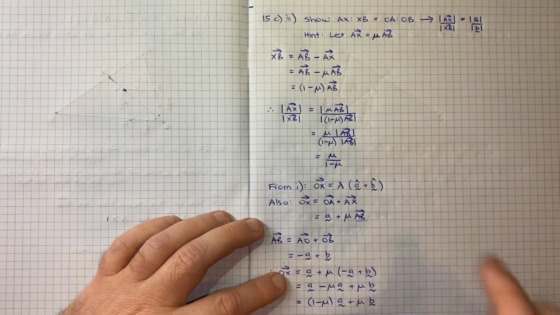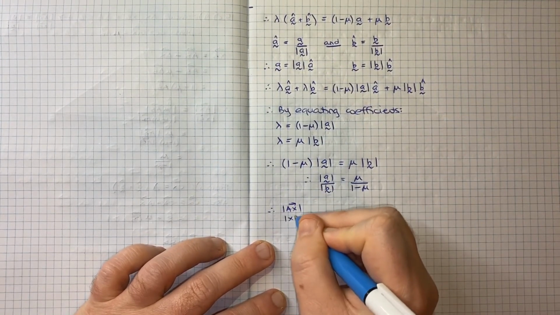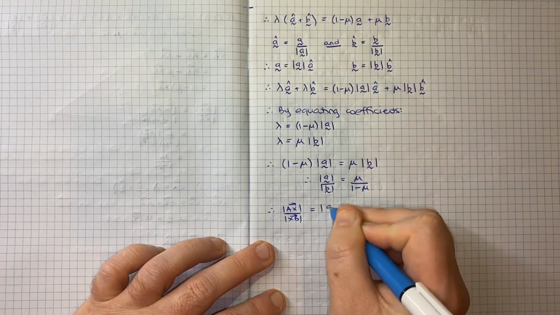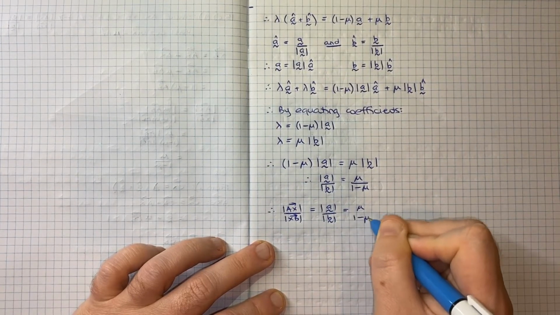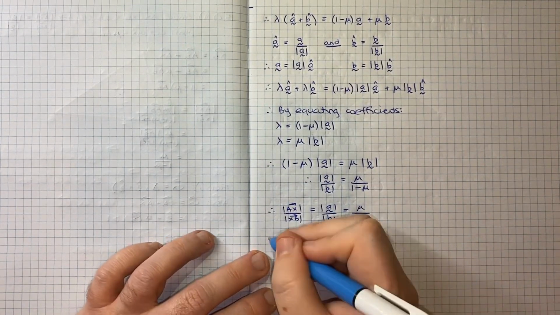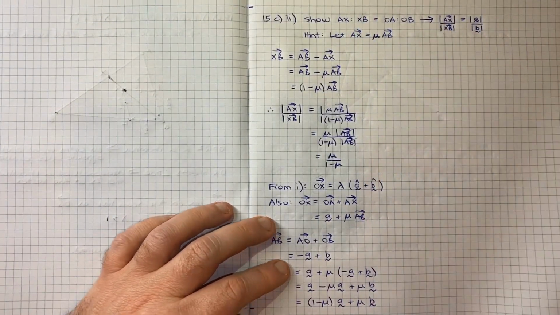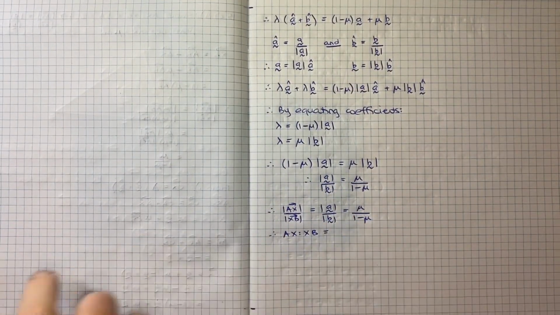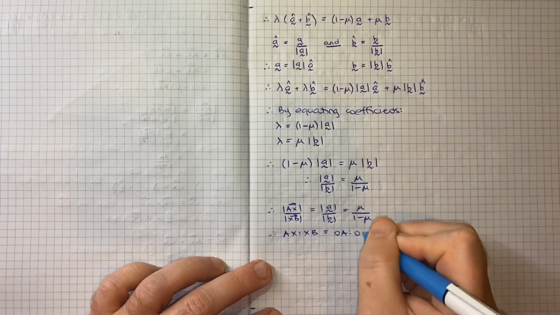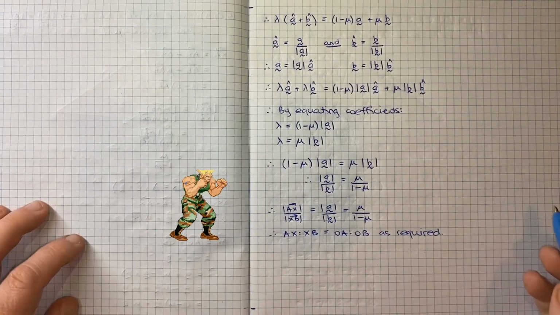So therefore, to bring it all together, we can say that the magnitude of AX vector on the magnitude of XB vector is equal to the magnitude of a vector on the magnitude of b vector, which is equal to mu on 1 minus mu. We showed both of them were equal to that. And therefore, because that is the equivalent of our original question, we can conclude that AX to XB, that ratio, is equal to OA to OB, and that's as required. That's what we were being asked to show.